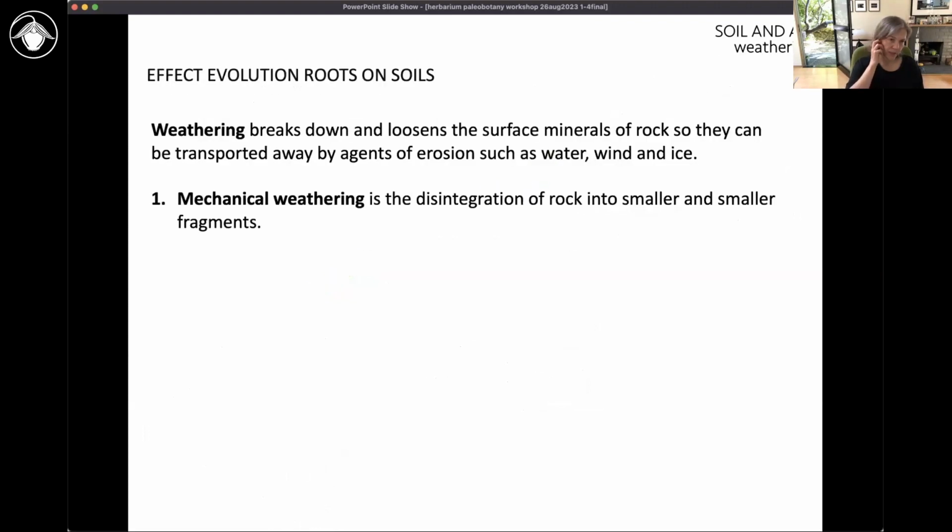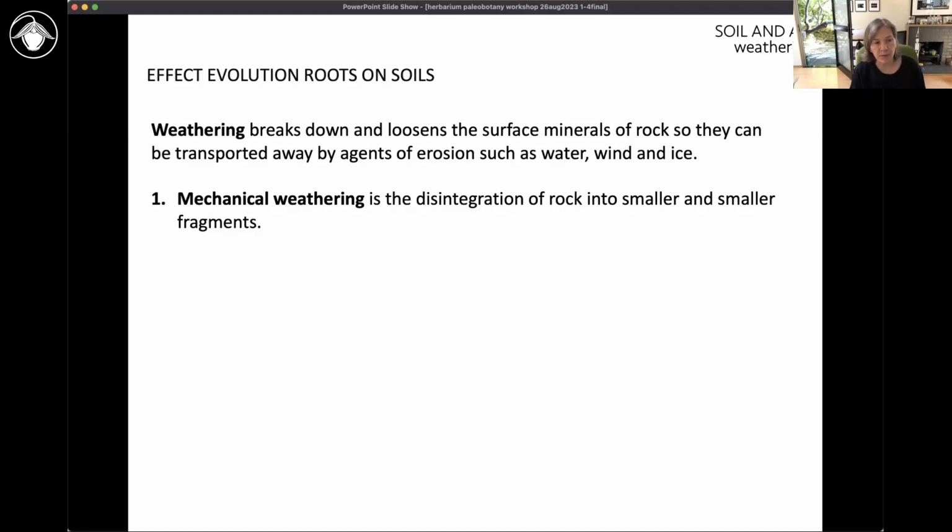So why is that important? Well, this evolution of roots has a lot of effect on the soils. And it changes the weathering regimes. So weathering breaks down rocks. It loosens the surface minerals of rocks so that they can be transported away via water or wind or ice.